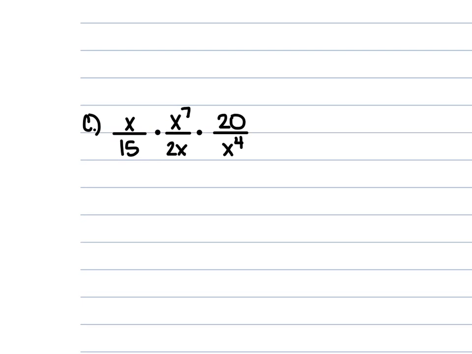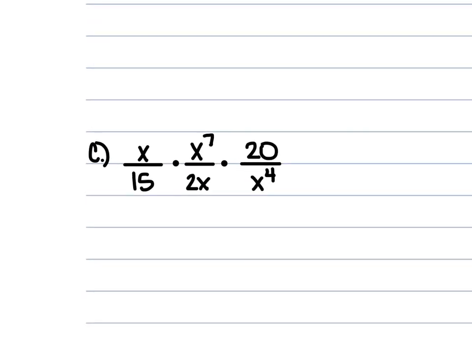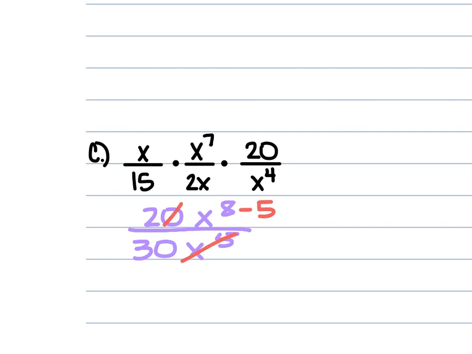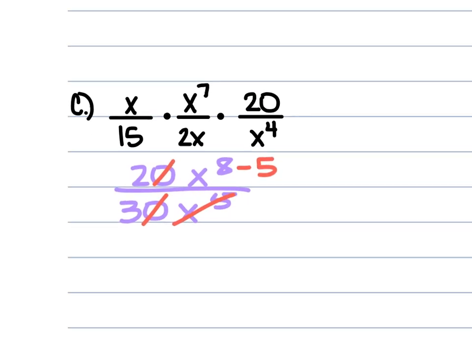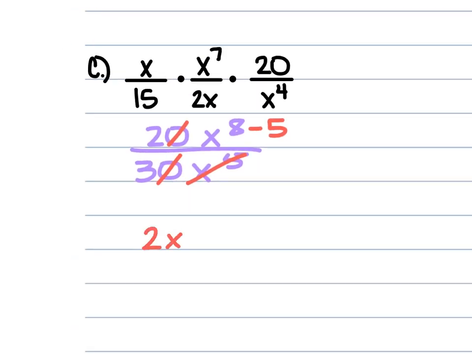For C, we have x over 15 times x to the 7th over 2x times 20 over x to the 4th. So like I said, I know you like to multiply straight across. If you were to do that with this one, we would have 20x to the 8th over 15 times 2 is 30x to the 5th. Our larger exponent is on top, so we're going to get rid of the one on the bottom, subtract from the one on top. The 20 over 30 would become 2 over 3. So this would be 2x to the 3rd over 3.